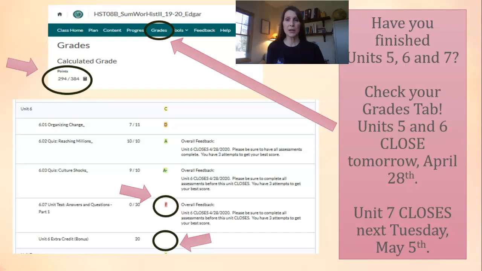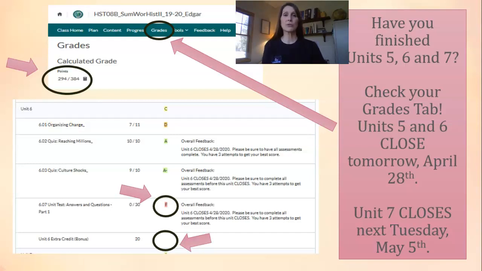You do have 3 attempts on all assessments, so if you do have a low grade like this D right here, I would highly suggest going back to your content tab. You can click on this content tab here, scroll down to unit 6, click on the 6.01 assessment, and you can take it from there, okay?